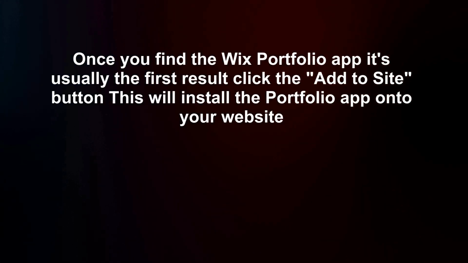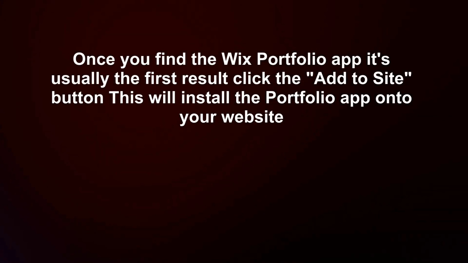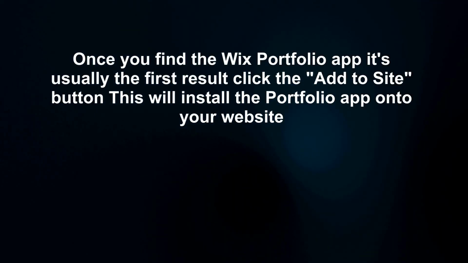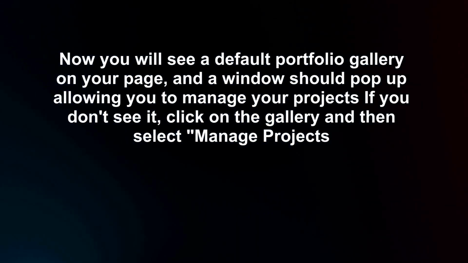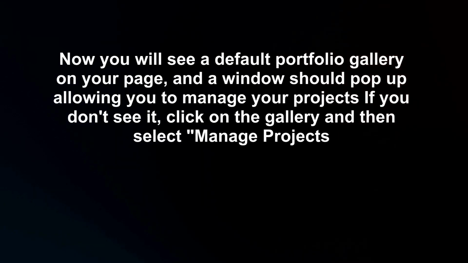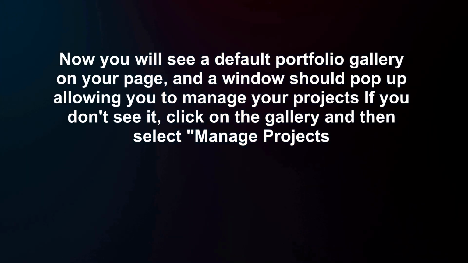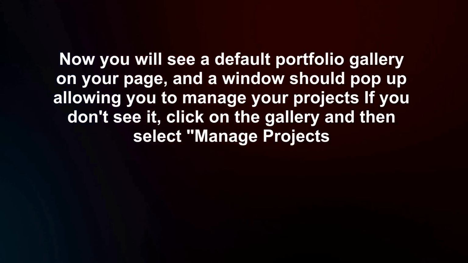Once you find the Wix Portfolio app, it's usually the first result. Click the Add to Site button. This will install the Portfolio app onto your website. Now you will see a default portfolio gallery on your page, and a window should pop up allowing you to manage your projects. If you don't see it, click on the gallery and then select Manage Projects.